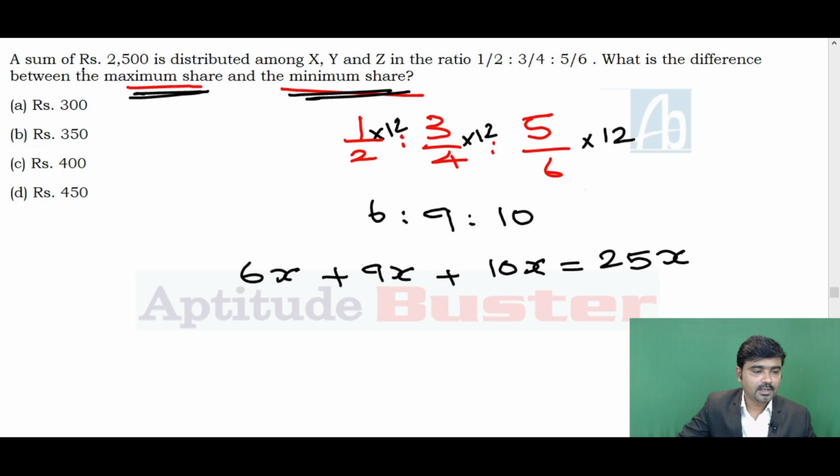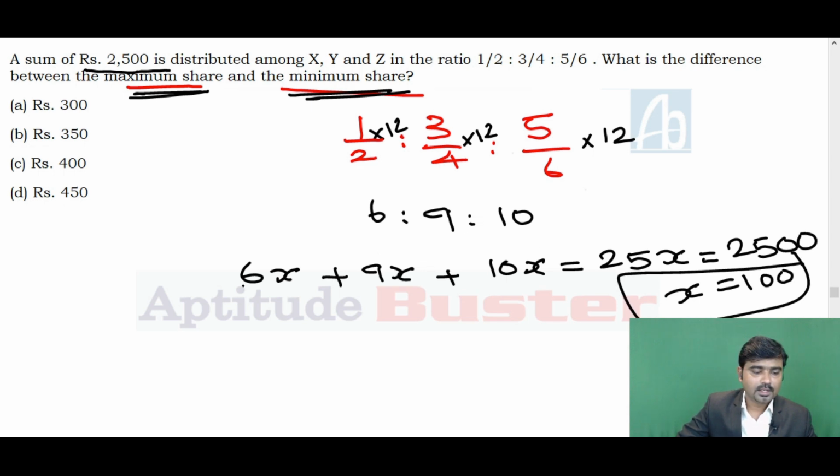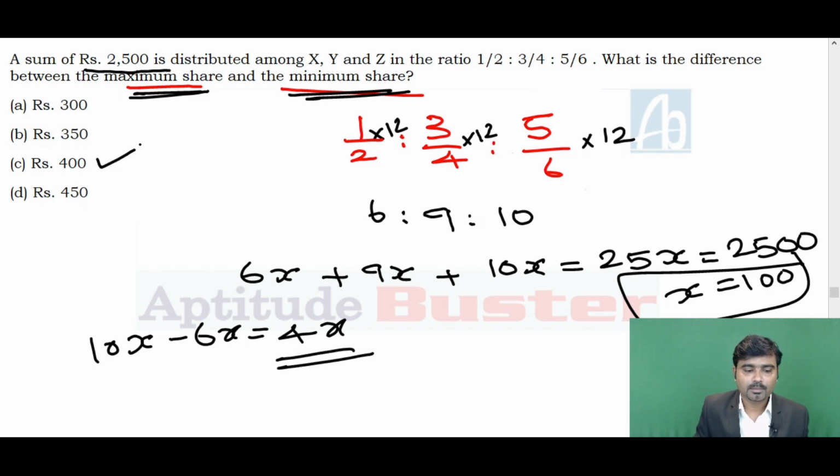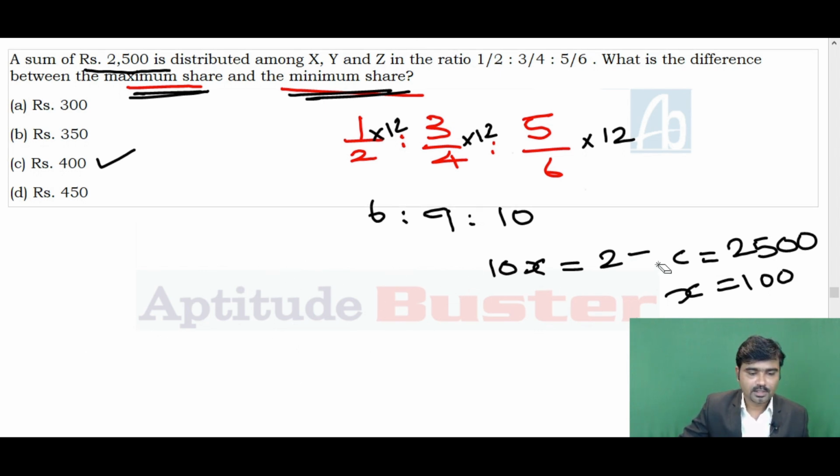The amount given is 2500. 25x is equal to 2500, then x equals 100, right? So here the maximum share is 10x, the minimum share is 6x. What's the difference? 4x, which equals 400. But don't do it like that. I'll tell you the easiest way. Don't do it this way, it is not necessary now.